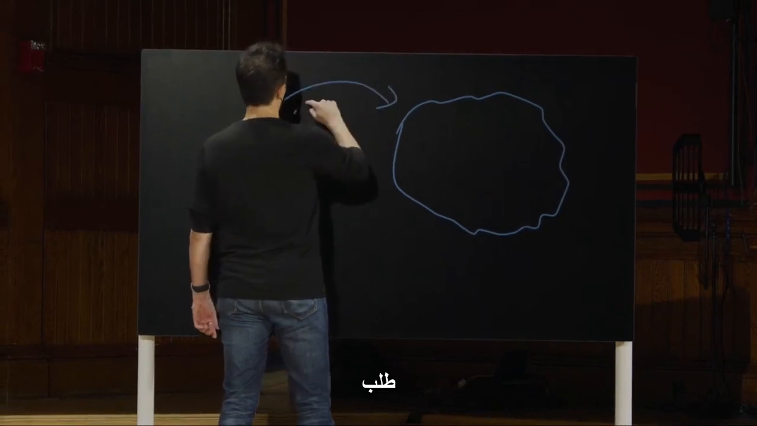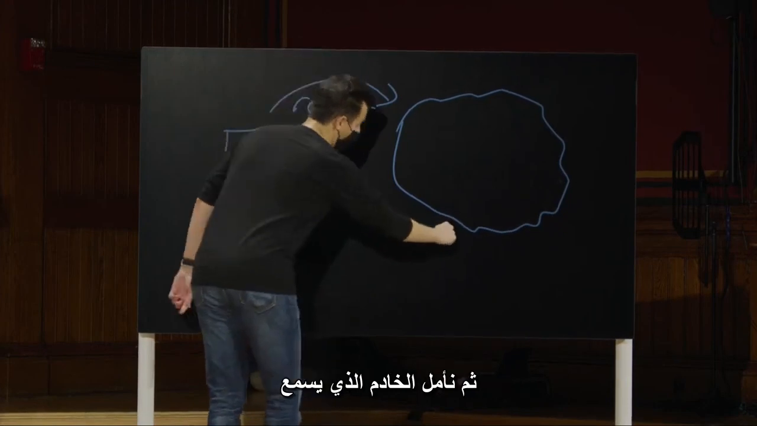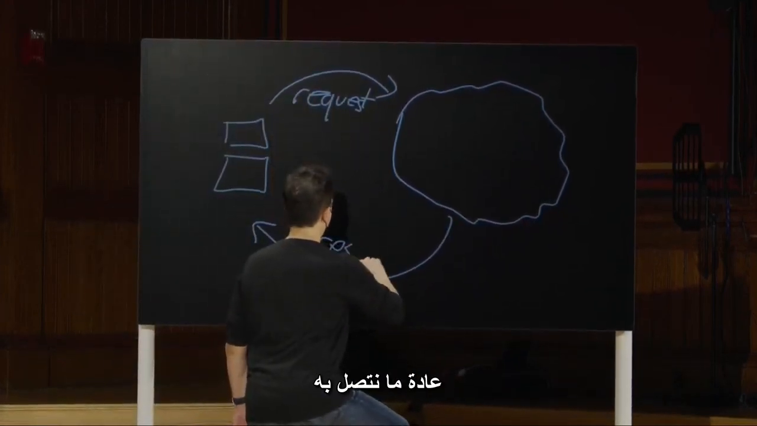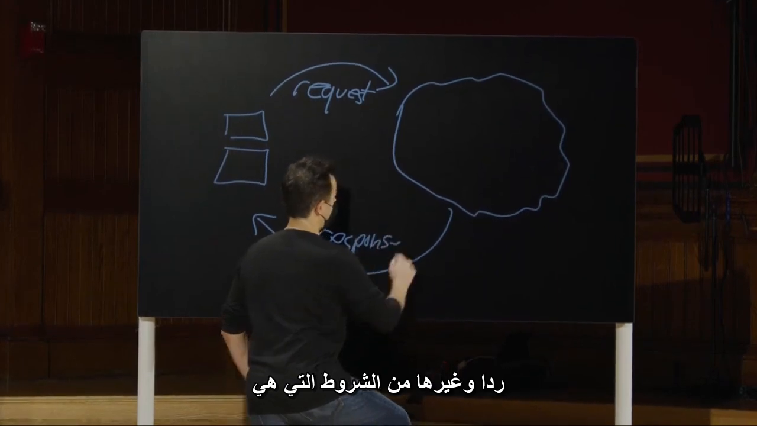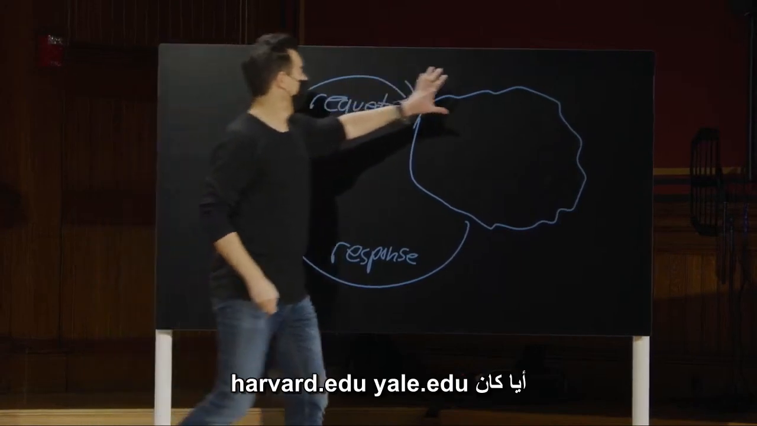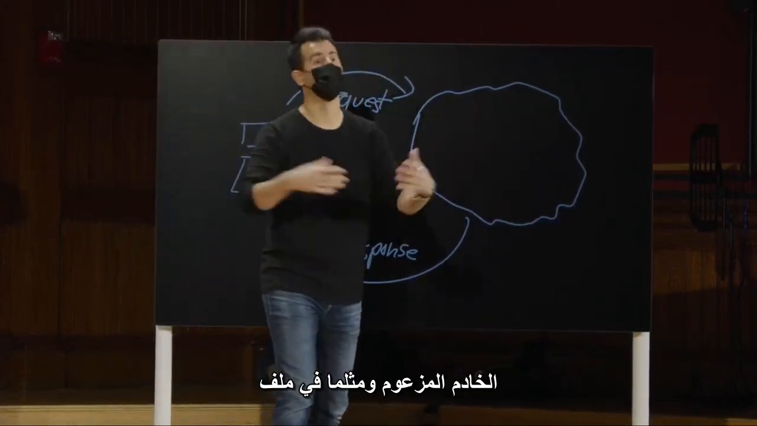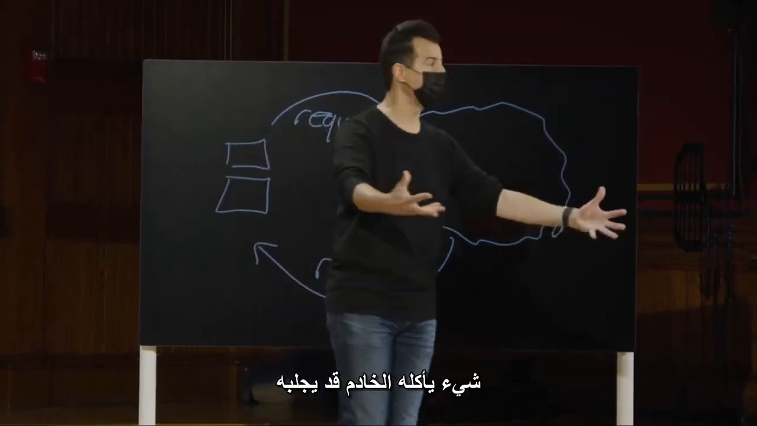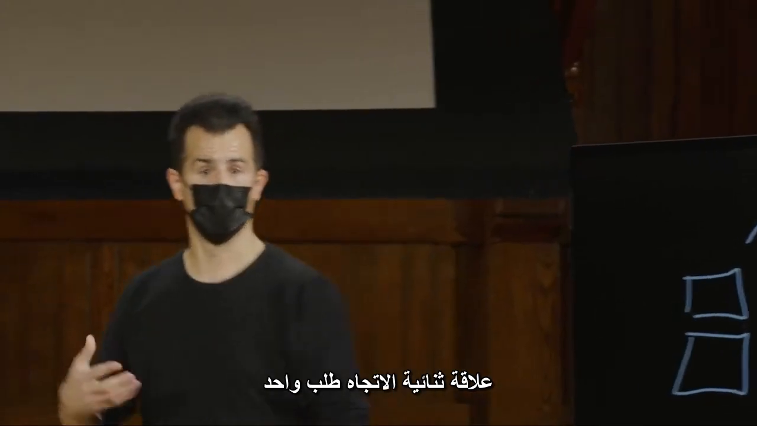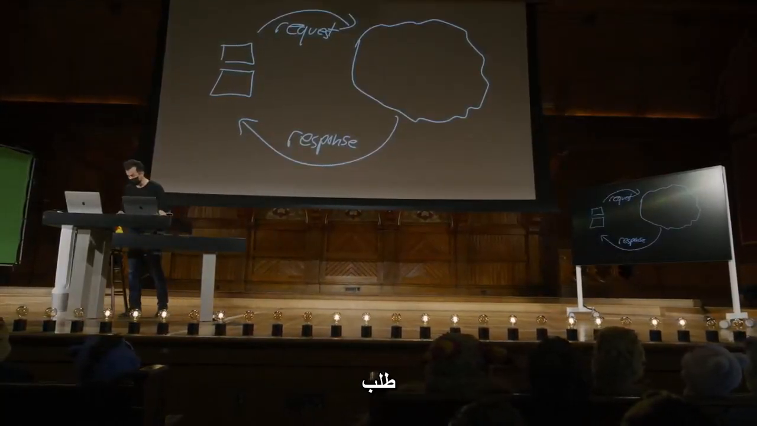There's going to be a request that goes from point A to point B, and then hopefully the server that hears that request is going to reply with what we'll typically call a response. And other terms that are relevant here is my laptop is the so-called client. Harvard.edu, Yale.edu, whatever it is, the so-called server. And just like in a restaurant where you might request something to eat, the server might bring it to you. It's, again, that kind of bi-directional relationship. One request, one response for each such web page we request.